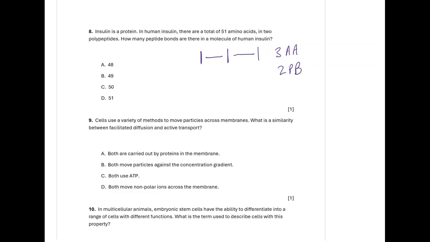But that's going to be in two sections. So in this case, you're going to have 2 fewer peptide bonds than you have amino acids, because it's in two polypeptides. So the answer needs to be 51 take away 2, which would be 49.